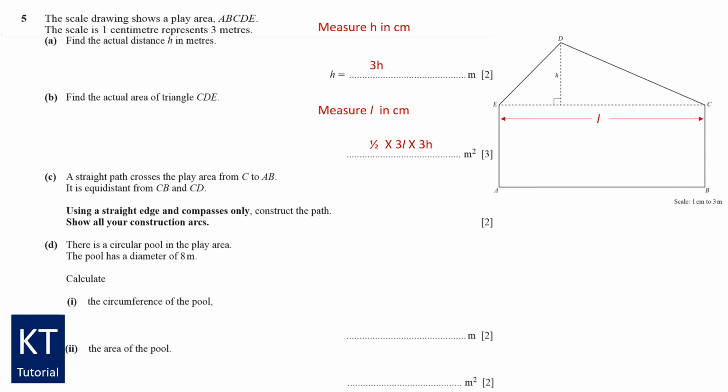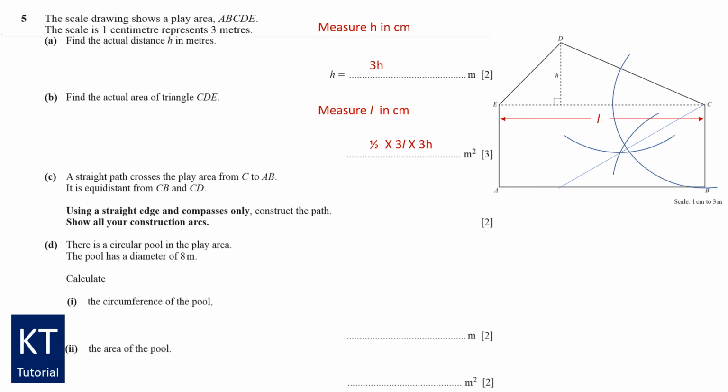Next, a straight path crosses the play area from C to AB. It is equidistant from CB and CD. Using a straight edge and compasses only, construct the path and show all your construction arcs. The construction arcs are shown in blue in the diagram. This is the same as splitting the angle DCB by half.